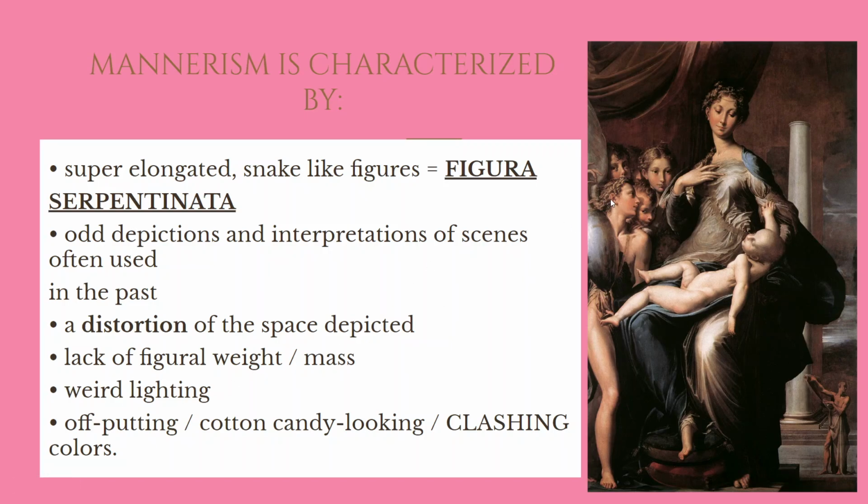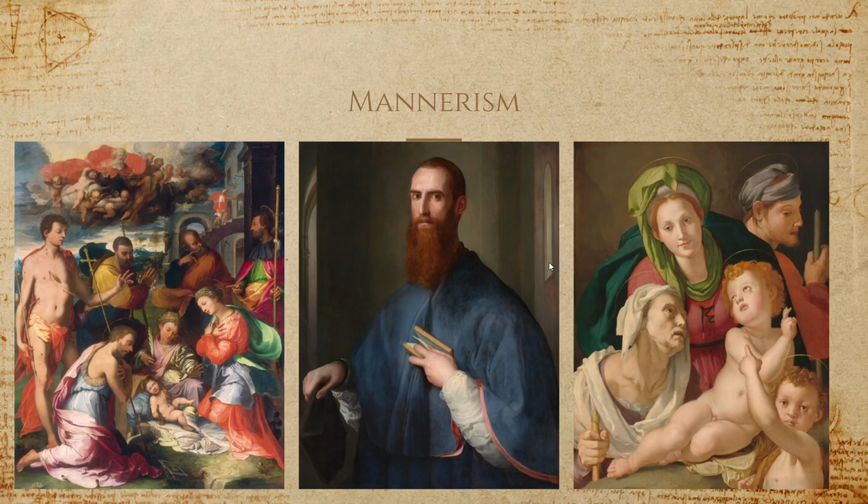There's weird lighting, like it's really bright there, but Christ is glowing for some reason, and then there's a creepy dark face down here. It doesn't match up. It's off-putting. People say cotton candy looking just because it's very bright and bold, but also not bright. It's kind of pastel. Look at how long his neck is again. The shoulders are wide and dropping. Fingers are kind of funky.